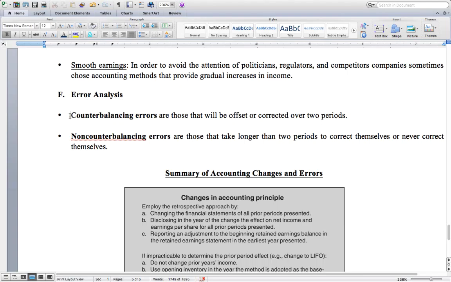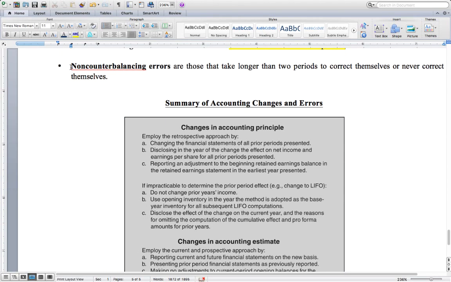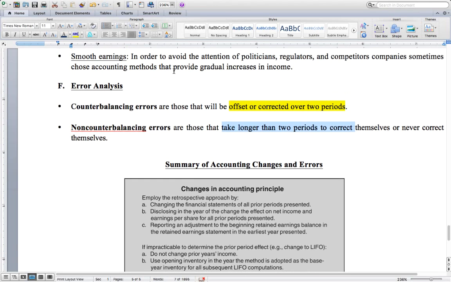The main thing to note is that counterbalancing errors are those that will be offset or corrected over two periods, so the current year and the prior year, or the current year and the subsequent year. And non-counterbalancing errors are those that take longer than two periods to correct or never correct themselves. You just need to know at a very high level that counterbalancing are ones that will correct over two periods. Non-counterbalancing are ones that take more than two or never correct themselves at all.